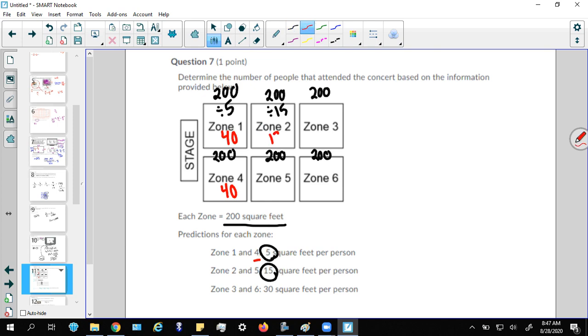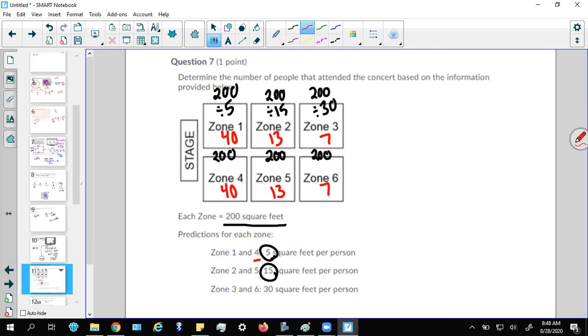So that means 13 people can fit in zone 2, which means 13 people can fit in zone 5. And then lastly, zones 3 and 6, 30 square feet per person. I'm just going to divide by 30, and I think I'm going to get another... yep, I do. So I'm going to divide this by 30. It's just easier to do it this way. And you get 7 people for zones 3 and 6.